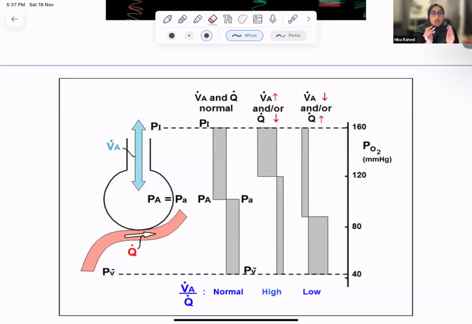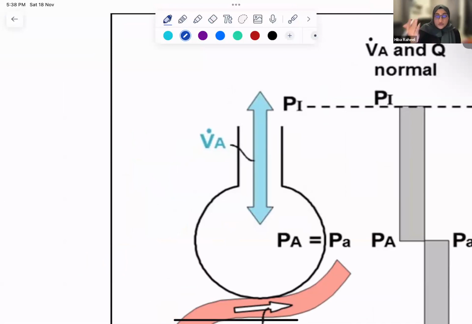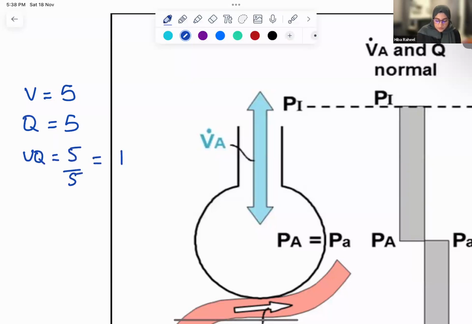Now, as we discussed earlier, the normal VQ under normal circumstances is 1. How is that 1? Let's just create some hypothetical numbers. Alveolar ventilation, let's say from the top of our heads, is 5, and the carbon dioxide level is also 5. So V is 5 and Q is 5. Both of them equal 5 over 5, that is 1. Normally, VQ is 1. In reality, it's 0.8, but for the sake of simplicity, we'll make it 1.